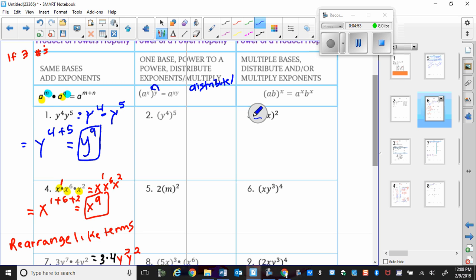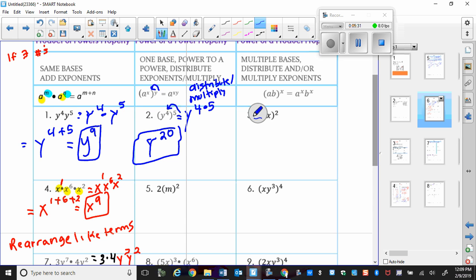Distribute, which means multiply exponents. Always draw your arrow from one exponent to the other, especially if there's parentheses. So only inside 5 distributes to 4. That means this equals y to the 4 times 5. Unlike before, where you were adding exponents, this is y to the 4 times 5. This equals y to the 20th power. Final answer.